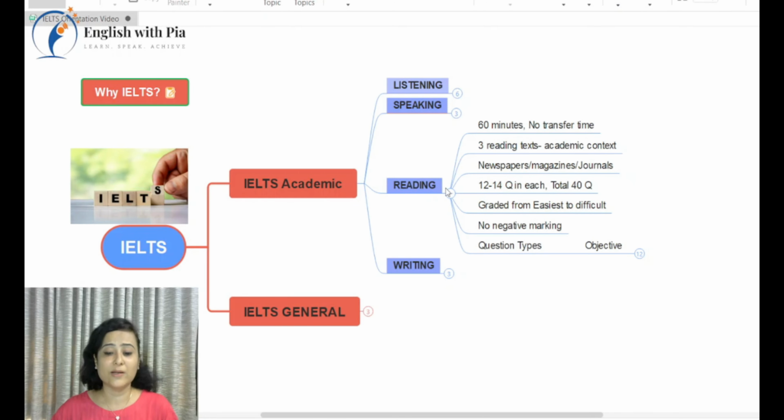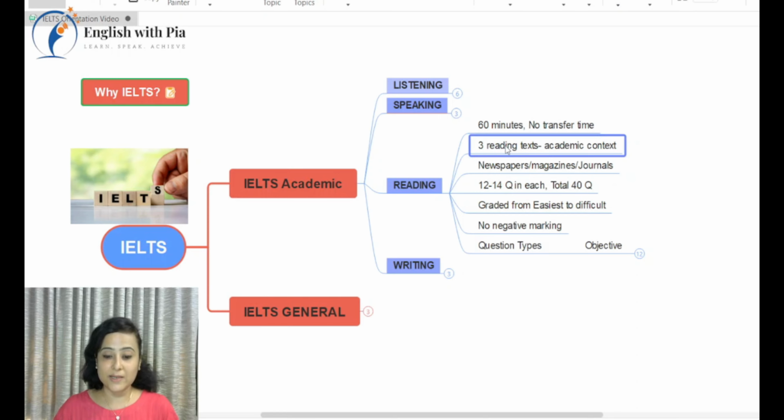Now let us try and understand what the reading module in the IELTS exam is. In the reading module, you will get a time of 60 minutes to answer the questions, and there will be no transfer time as you get in the listening test. So within the 60 minutes itself, you will have to read the passage, find the answers, and even transfer the answers into the OMR sheet.